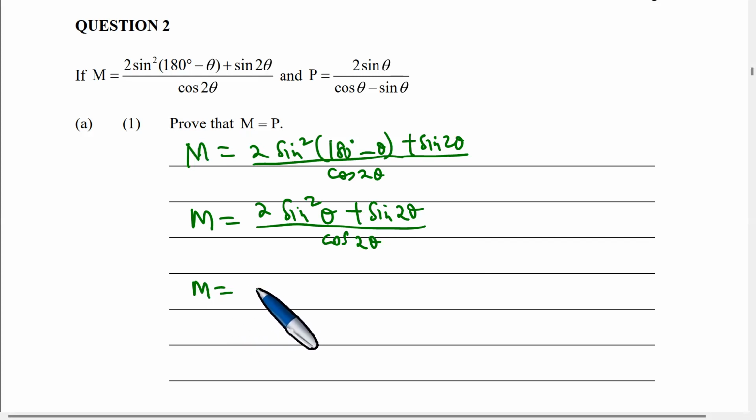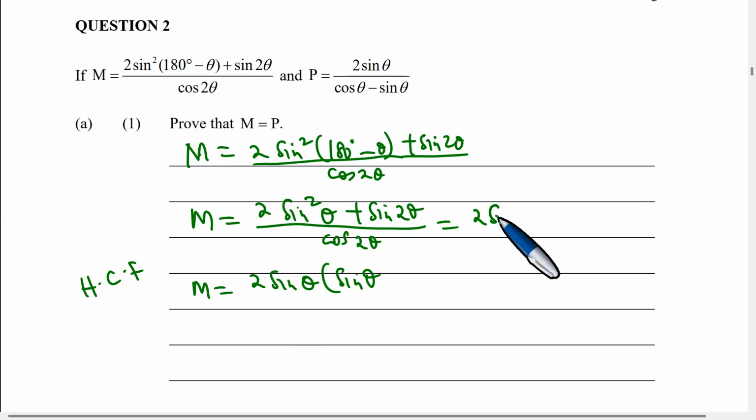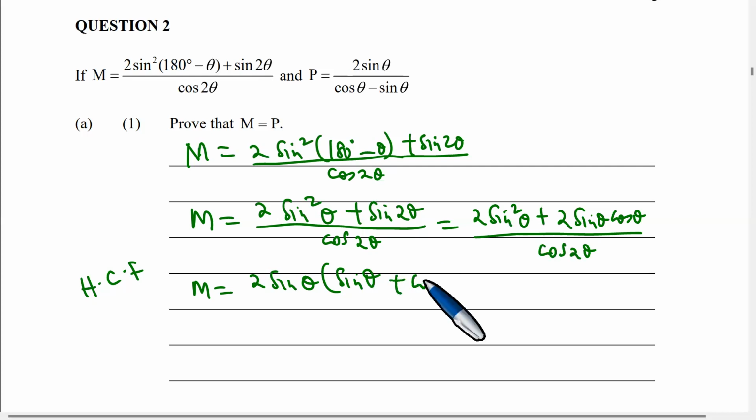And this is exactly the same as what? From the numerator, you can pull out the highest common factor, the HCF. But first, let me write a trivial step: this is 2 sine squared theta plus sine 2 theta, which is 2 sine theta cosine theta, and it is divided by cosine 2 theta. So pull out the highest common factor from the numerator. You have 2 sine theta, you put it out, and you're left with sine theta here and cosine theta, and you divide by cosine 2 theta in the denominator.